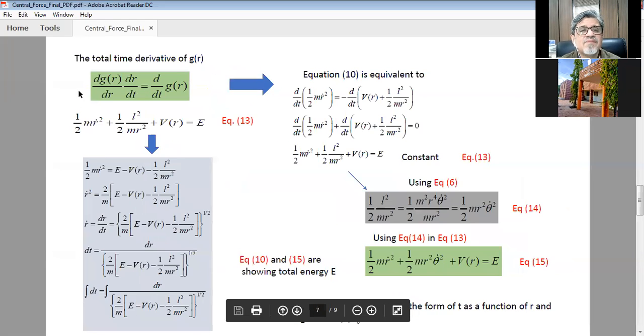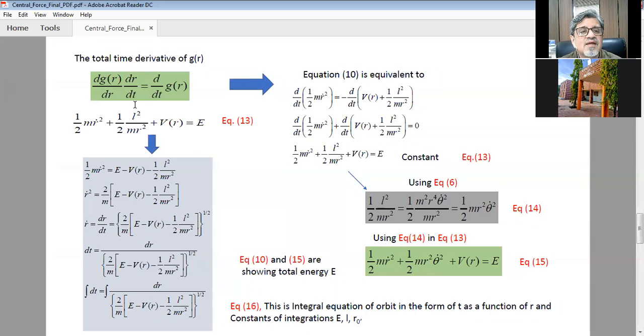Now the total time derivative of g(r) can be written as dg/dr times dr/dt, d/dt of g(r). So the total time derivative can be written in calculus very easily like this. Now converting on this side, equation number 10 is equivalent to d/dt of 1/2 m r dot square, that is the kinetic energy term, minus d/dt of V(r) plus 1/2 L square divided by m r square.